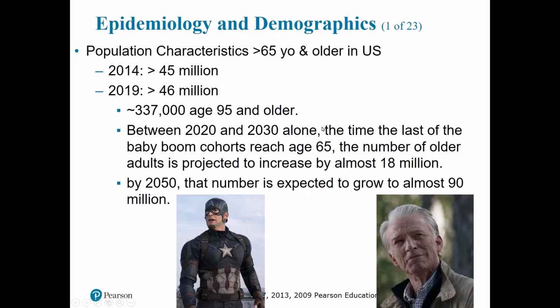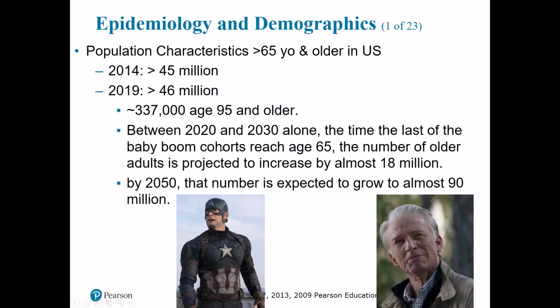But why are people getting older? Well, one, we're living longer. And the population is going up. People are having more babies in certain time frames. But why are we living longer? Well, people 65 years or older, in 2014, we had greater than 45 million. In 2019, it's estimated that we have a total of 46 million. Now, this is just in the United States. This is not worldwide.